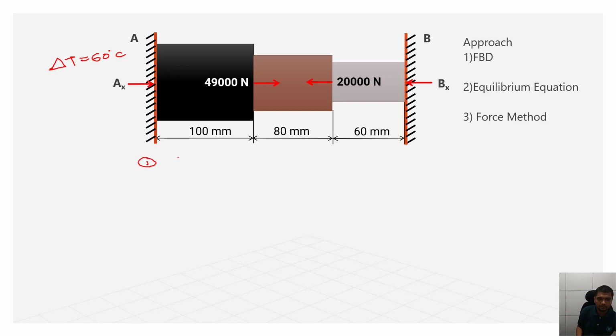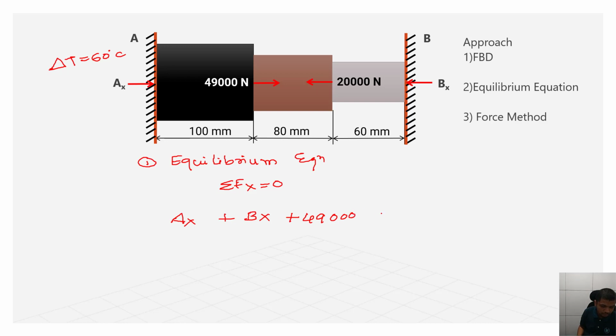Let's first do the equilibrium equation. We are going to add the forces in X because there is no Y force and consider the direction of forces. So summation of Fx equals 0, that we are going to do here. Now let's find from the left hand side. First is AX plus BX plus 49,000 minus 20,000, minus because this is a negative one, equals 0.